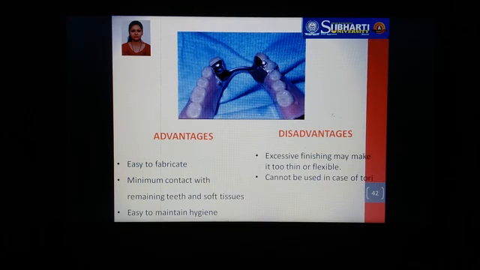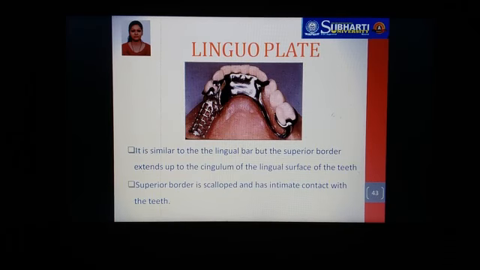So what are the advantages? It is very easy to fabricate because it has a distance of around 3 millimeters from the gingival tissue, and only 5 millimeters of width is required for it. So it comes in minimum contact with the remaining tissue and the teeth, and so it is very easy for the patient to maintain hygiene in such cases. But the disadvantage is that because the width is only 5 millimeters, it can be flexible, and in cases of a tori, we cannot give this kind of prosthesis or design.